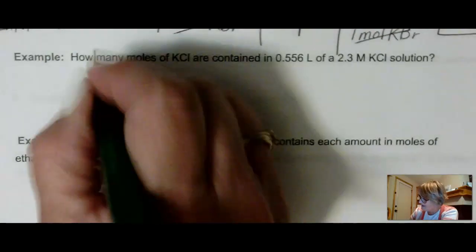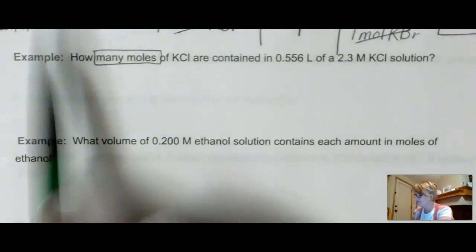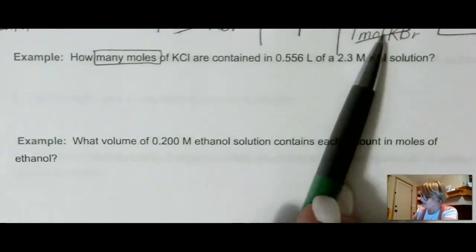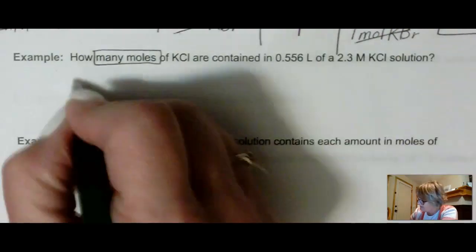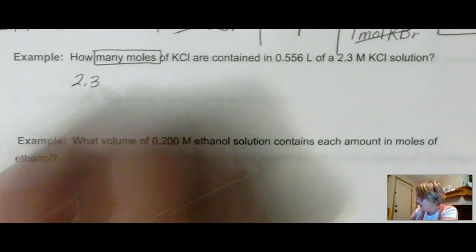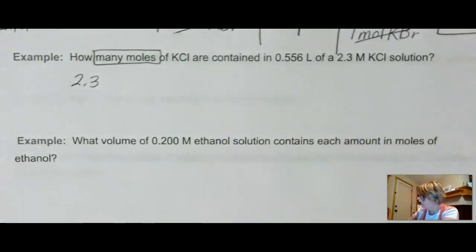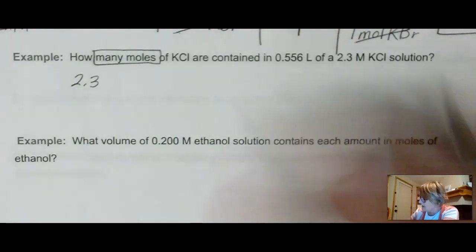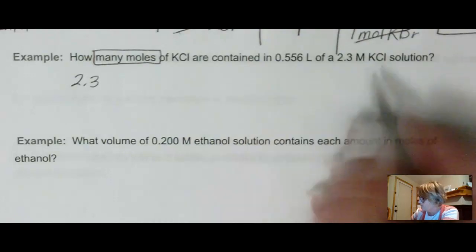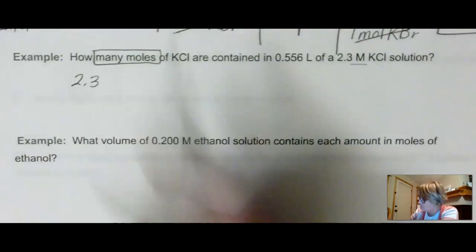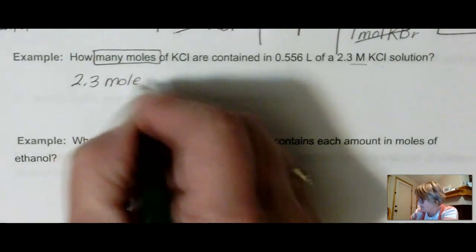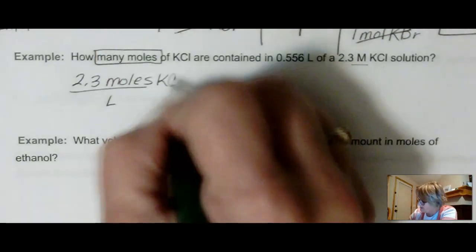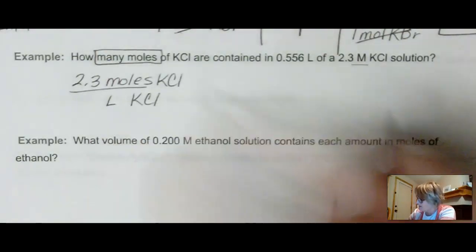This one wants to know how many moles. It's very similar to the previous problem, except that we're not going to need to do the gram to mole conversion. They give me 2.3 molar, which is how we read it, molarity of potassium chloride. We're going to change that to moles per liter of potassium chloride. Don't forget to put your labels on there.